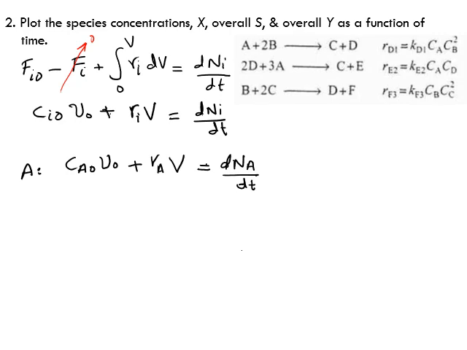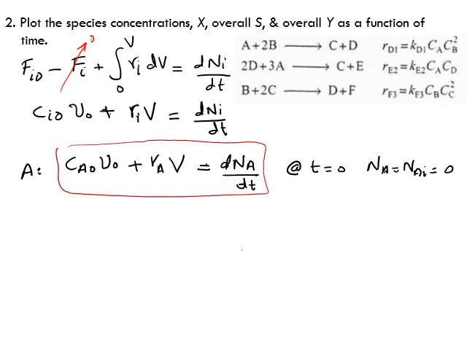Obviously this is a differential equation. In order to solve it, we need an initial condition. At t equals 0, Na equals Na initial, which equals 0, because we decided that initially we don't have anything inside the reactor except for B. So that's one equation. We need to frame it because we're going to use it, and also frame the initial conditions.